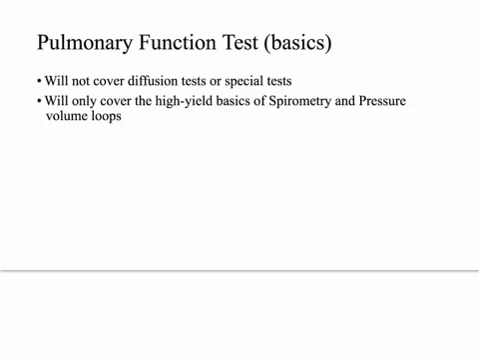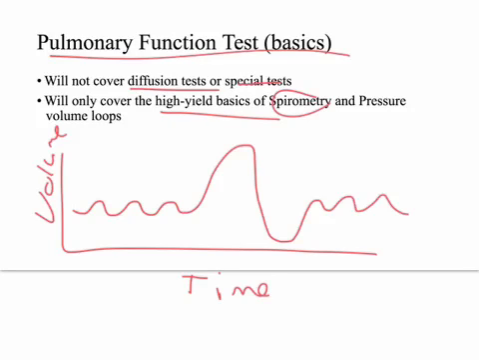Now quickly, the pulmonary function test, the basics. So I'm not going to cover diffusion tests, I'm not going to cover the special tests, and I'm only going to cover the very high yield basics of spirometry and pressure volume loops. Now we've already covered most of the spirometry. We've got the tidal volume here, we've got inspiratory reserve volume, we've got the expiratory reserve volume.